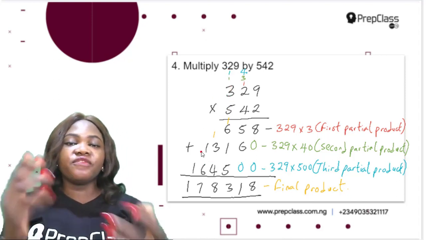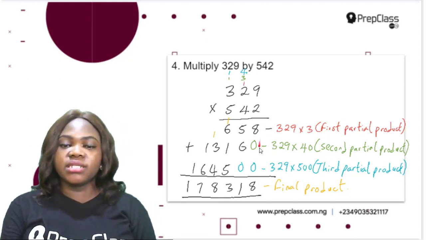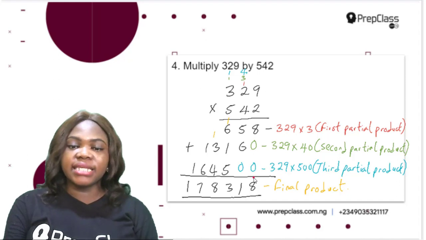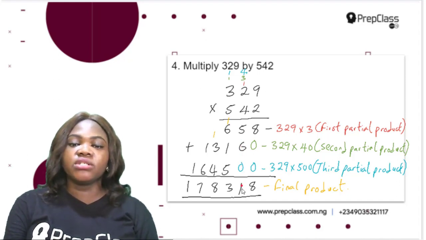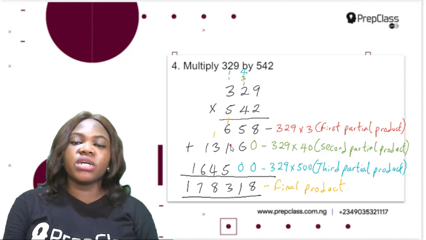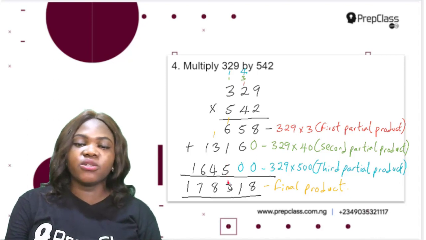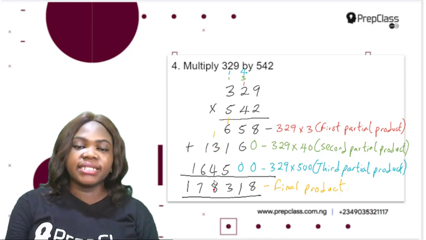So now let's add the first, second, and third partial product. Okay, so 8 plus 0 is 8. 5 plus 6 is 11. 11 plus 0 is 11. So write 1 and carry 1. 1 plus 6 is 7. 7 plus 1 is 8. 8 plus 5 is 13. So write 3 and carry 1. 1 plus 3 is 4. 4 plus 4 is 8. 1 plus 6 is 7. Then 1 plus nothing is 1.